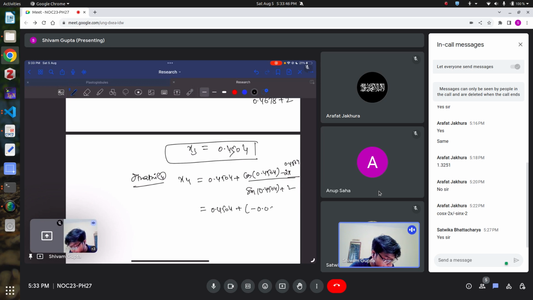The upper part of the system comes out to be 0.0005 and something in the lower. So sine 0.4504, it's 0.4353 plus 1, and the overall correction becomes 0.0005, 2.4353, 0.0002.